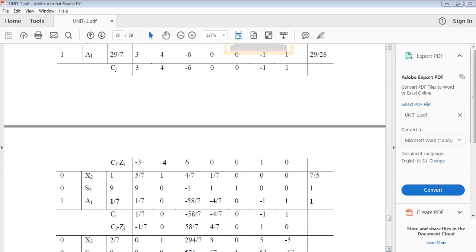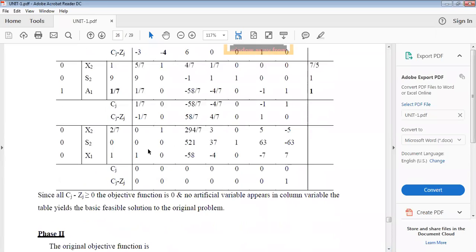So now if you go to this particular problem, try to understand carefully. This is a very critical situation. CJ minus ZJ: this is a minus here, zeros, and 58 by 7, 4 by 7, 1. Everything is there. So what is the maximum positive value in this particular case? 58 by 7 or 4 by 7 or 1? So 58 by 7 is the maximum positive value. Automatically, this becomes the entering column. These are the elements, so you have to decide the ratio.